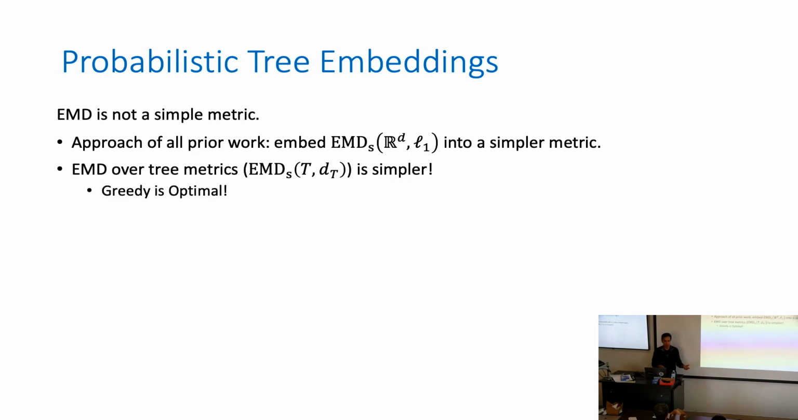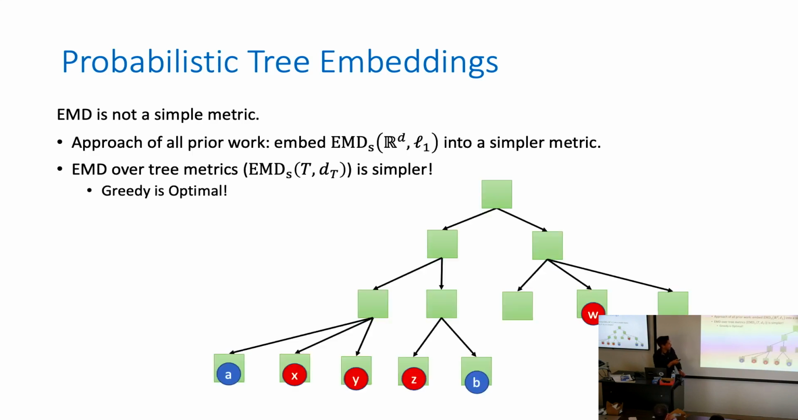A classic simple metric is a tree metric. And what I'll tell you is the following fact: earth mover distance, if the base metric was a tree, is actually a simple metric. And so what do I mean by that? I mean, you have a tree with distances given by the shortest path distance on the edges, and your points are vertices in the tree. And so you have some red points and blue points, and I want to look at earth mover distance of matching the red points and blue points in the tree.